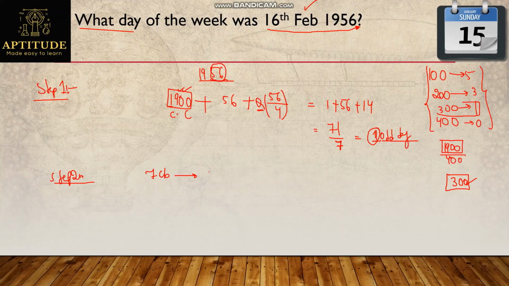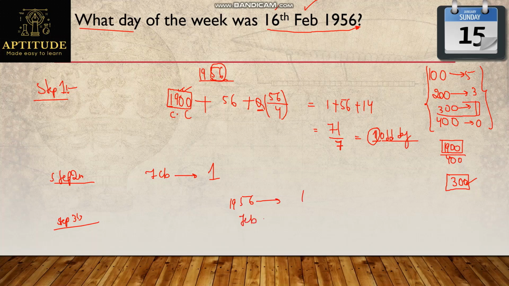Now, the odd day for the particular month is 1. Coming to the last step, step 3. We just need to add up all these odd days along with the date. So what is the year odd day? For 1956, we got the odd day as 1.